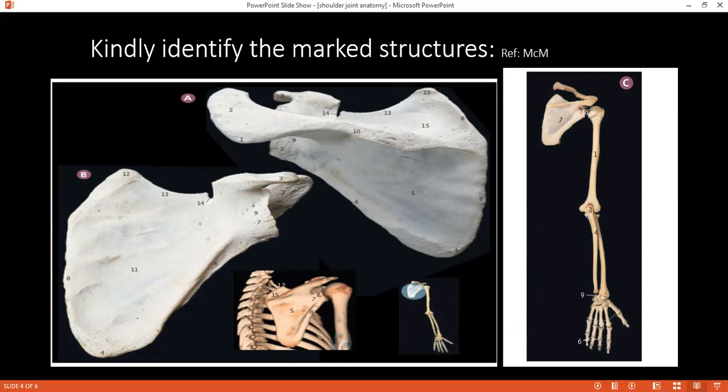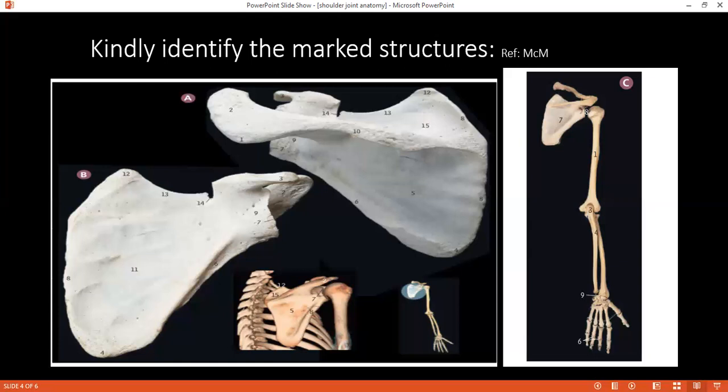Where is the shoulder joint weakest? Sorry? Where is the shoulder joint weak? Yes, it's the anterior part. No. Posterior. Okay, right. If you can identify number 2 over here in picture A, please.